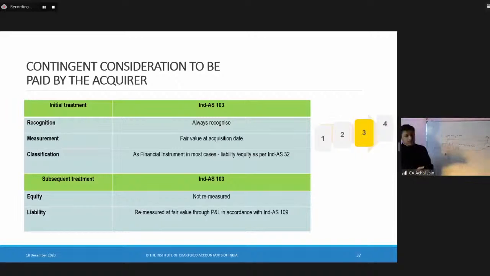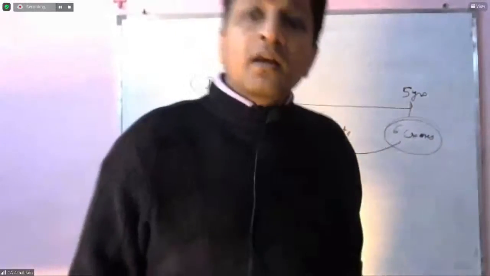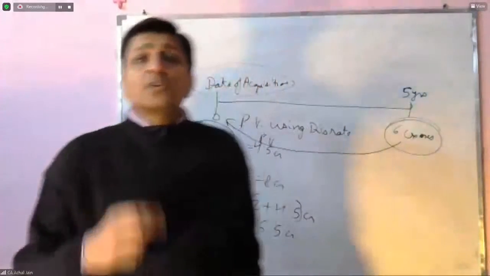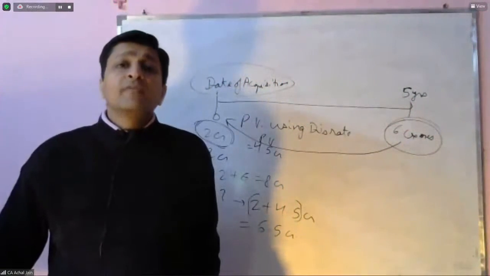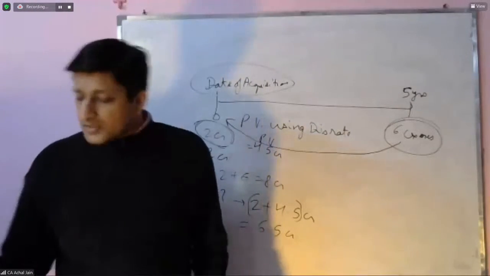Great. Now purchase consideration, as we have discussed, one could be upfront, one could be deferred. There is another form of purchase consideration. Let's understand that. What is that? That is called contingent consideration. Whenever we compute the purchase consideration, we will also be required to compute the fair value of contingent consideration.